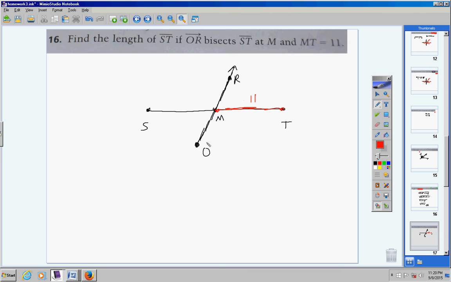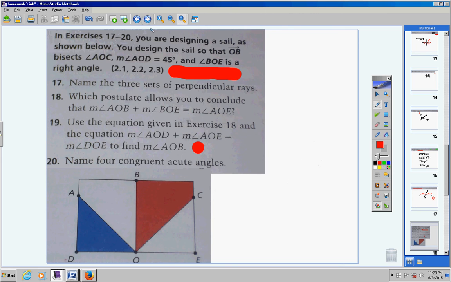Now hold it. We know that OR cuts ST in half. So if ST is cut in half, that means if MT is 11, SM from here to here must also be 11. So what's the entire length of ST, which is what they want us to find? Find the length of ST. Obviously it's going to be 22. 11 plus 11. Okay? Alright, moving on to number 17 through 20.